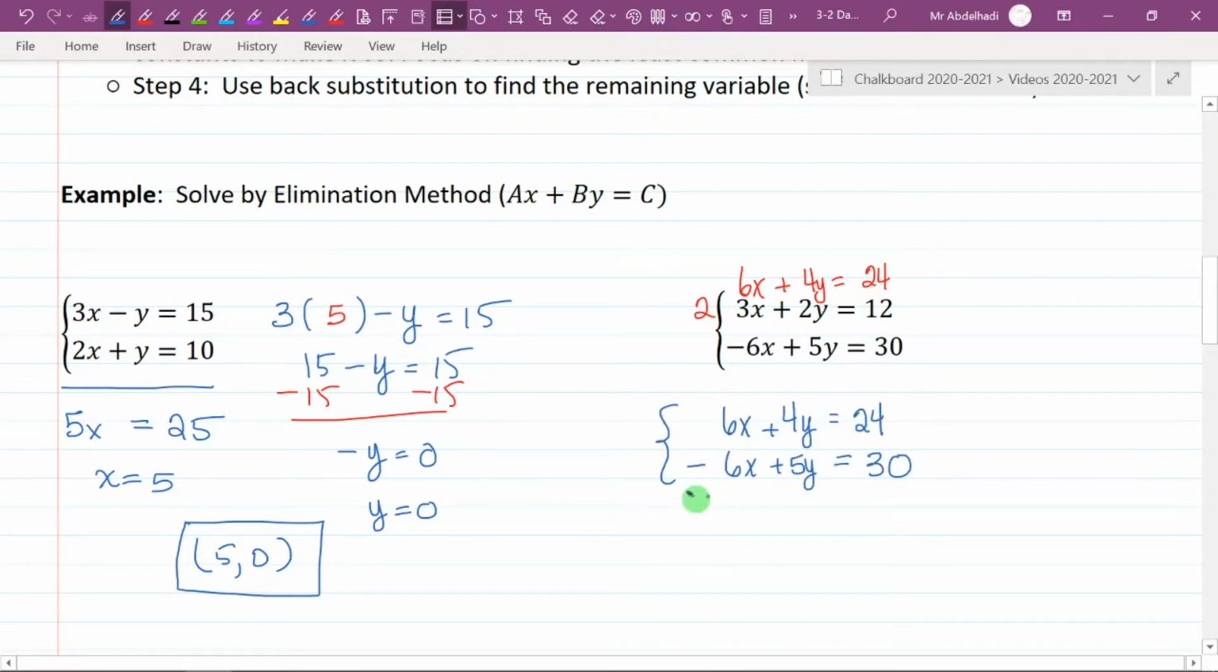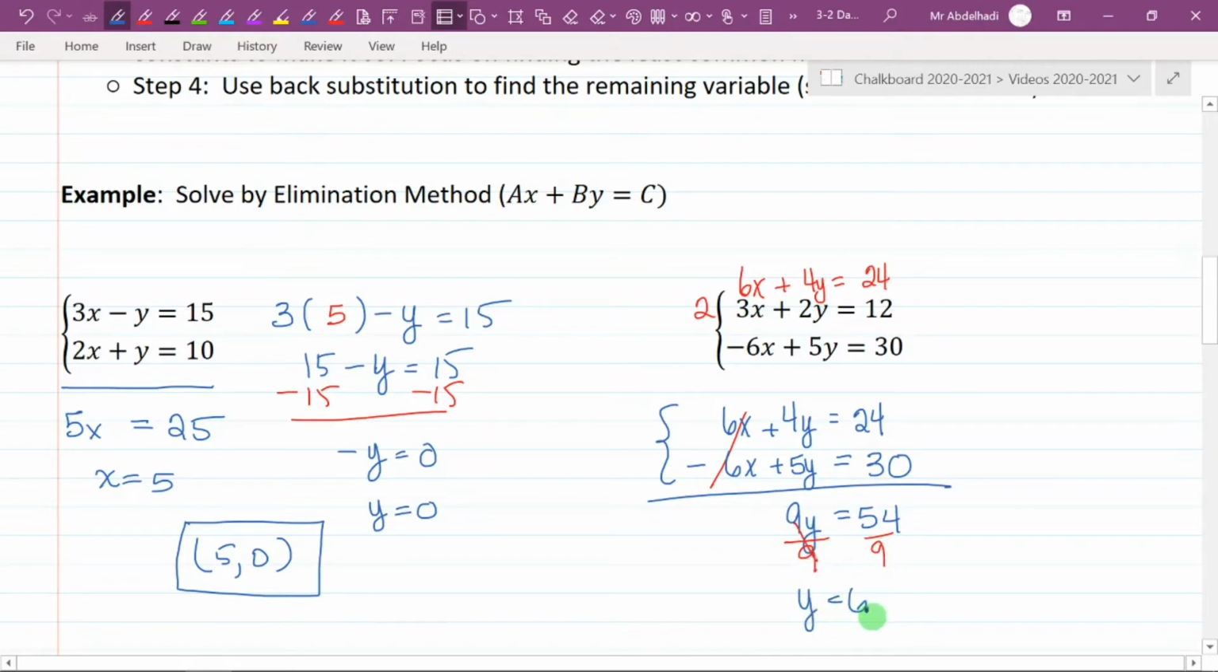Okay, now that I've recopied the problem, we try going back to step 1, which is add the equations together. If I add these equations together, you can see now these do cancel out, and I've eliminated the x's. Okay, so what do I have left? 4y plus 5y is 9y, and 24 plus 30 is 54. Now I can solve this equation because there's only one letter in it, just the y. So I'll divide both sides by 9, and I get y equals 6.